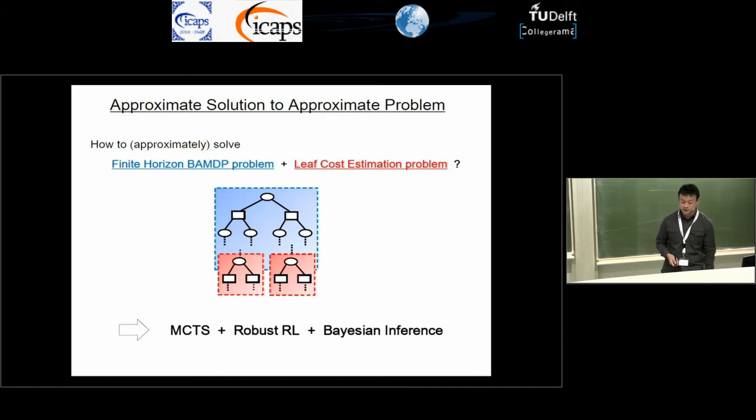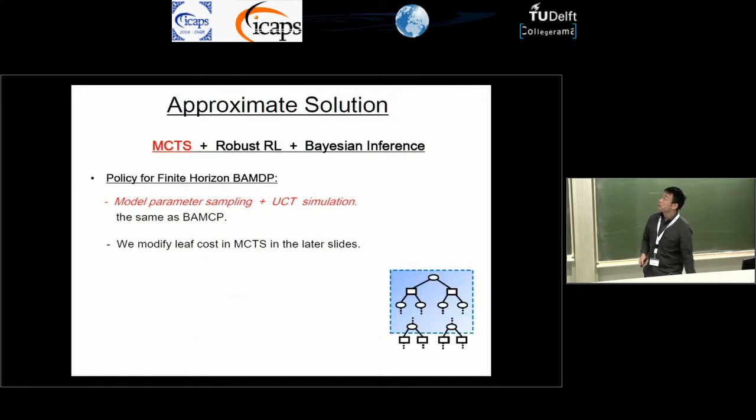The next question is how to approximately solve this approximate problem. Our approach is combining Monte Carlo research, robust reinforcement learning, and Bayesian inference. Firstly, Monte Carlo research considers a policy for the finite horizon BAMDP problem. We perform model parameter sampling and UCT simulation. This is the same as BAMCP, and we modify the leaf cost in MCTS in the later slides.